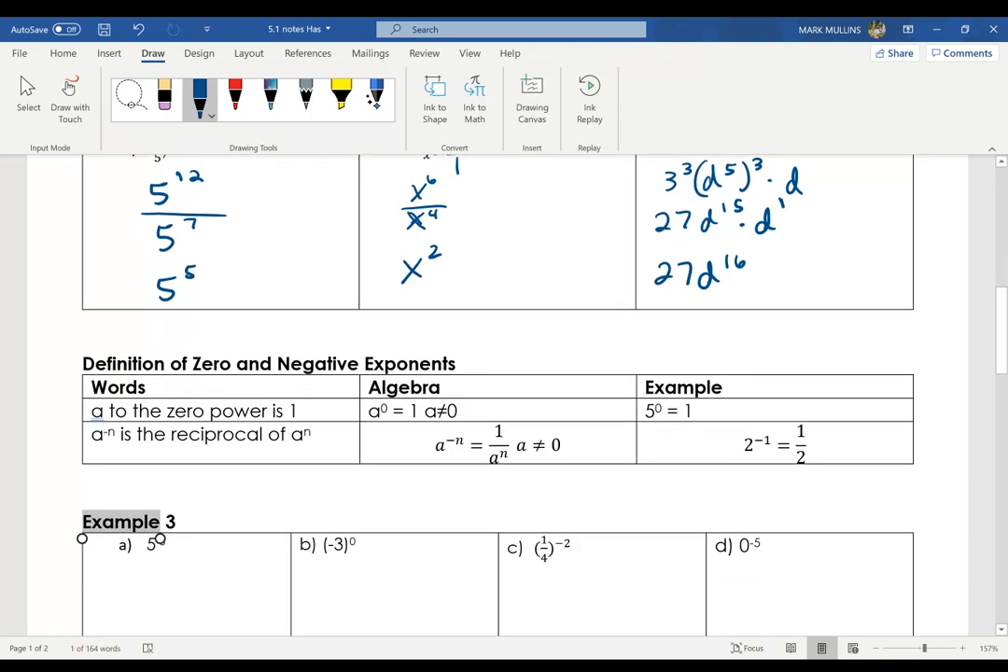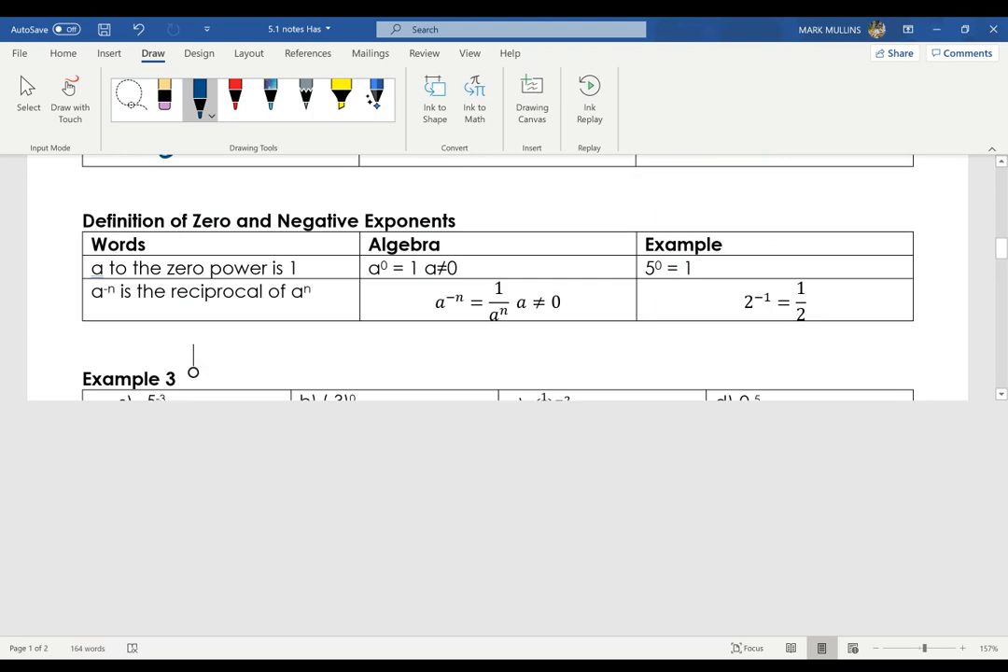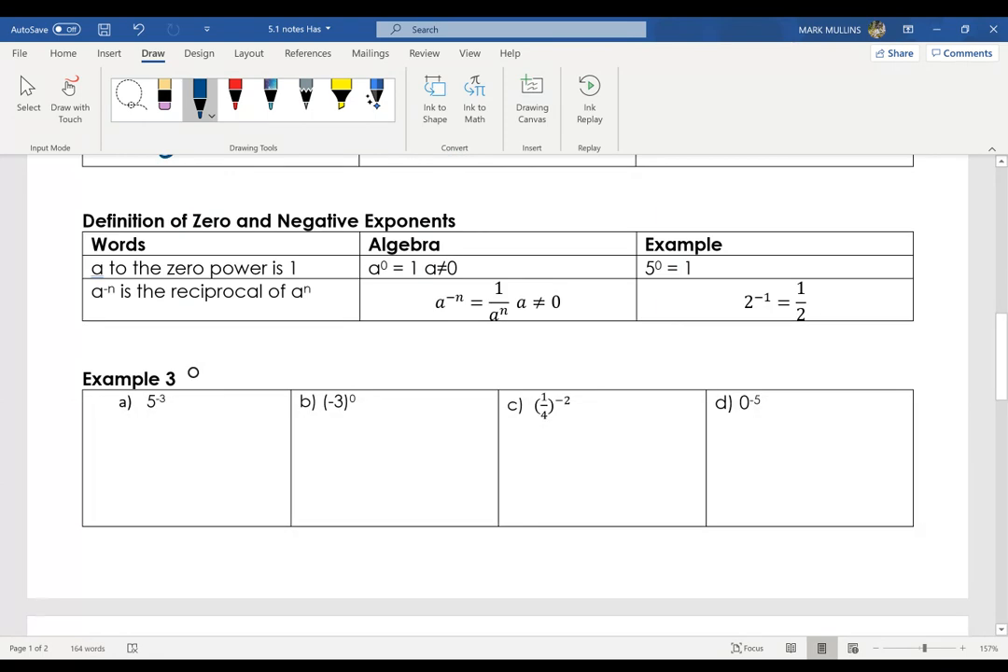So the next two properties are just talking about 0 and negative exponents. So anything to the 0 power is 1. So here we have a to the 0 power equals 1, but a itself, of course, can't be 0. Our example is 5 to the 0 power is 1.